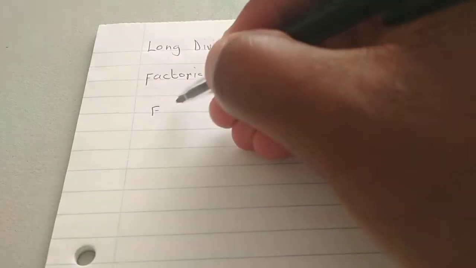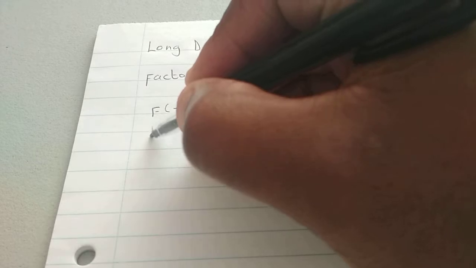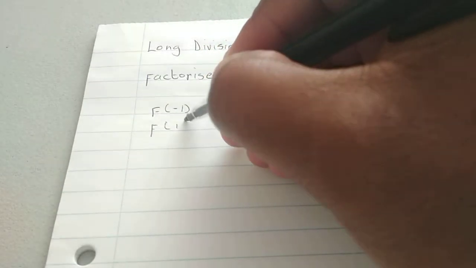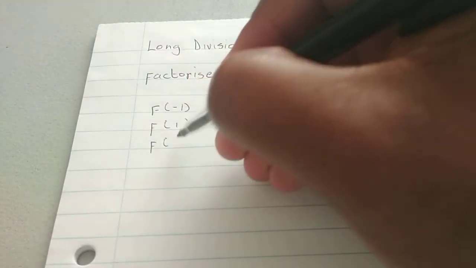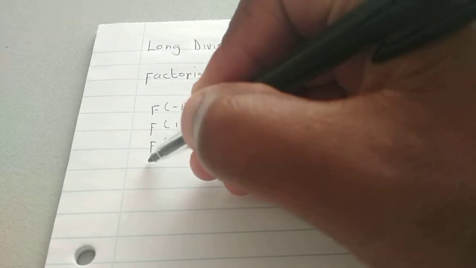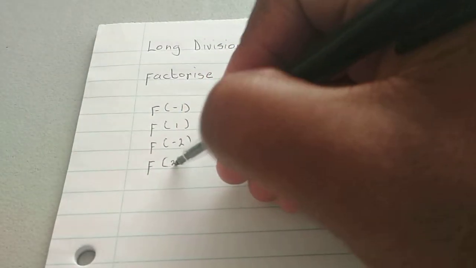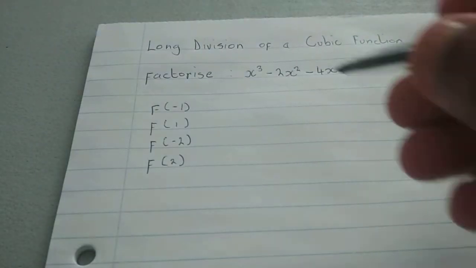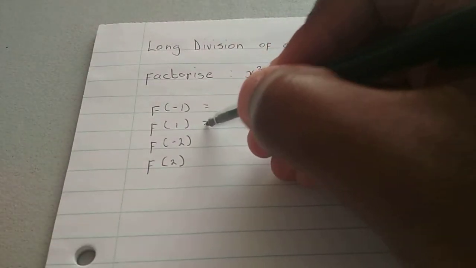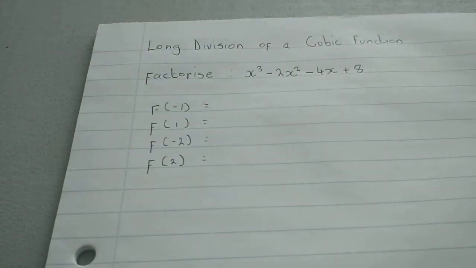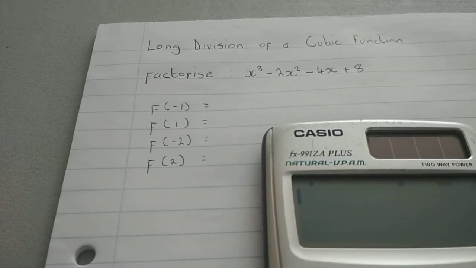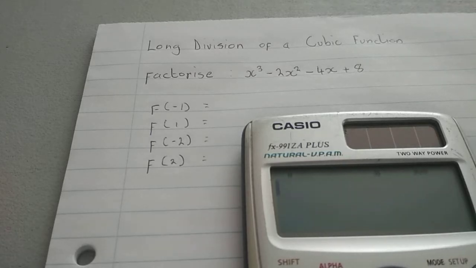So we will start with, say, -1, and then 1, and then say -2, and then 2. Okay, now a factor, what we're going to do is we're going to put each one of these numbers into the equation. If they give us a 0, then that would be a factor of that equation.